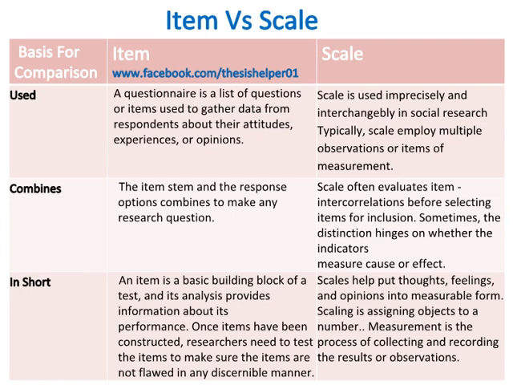In short, an item is a basic building block of a test, and its analysis provides information about its performance. Once items have been constructed, researchers need to test the items to make sure the items are not flawed in any discernible manner. Whereas scales help put thoughts, feelings, and opinions into measurable form. Scaling is assigning objects to a number. Measurement is the process of collecting and recording the results or observations.